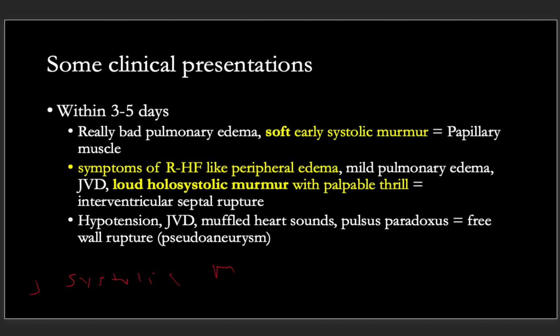If we think about a systolic murmur, if it's holosystolic, you're thinking about an interventricular septal rupture. If it's a soft early systolic murmur, you're thinking about papillary muscle. I can almost guarantee you'll have a question differentiating these two. Now, of course, if you just get Beck's triad, this is when the free wall has just ruptured, and we'll talk about that in a second.